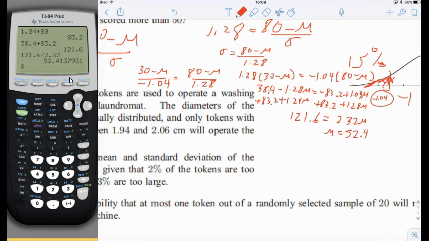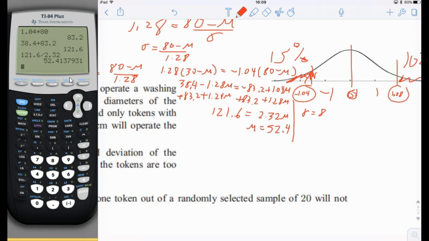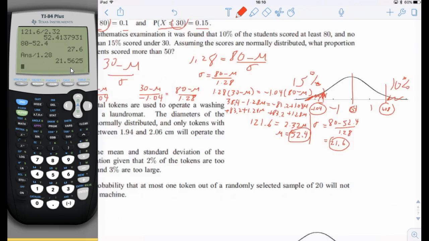And then to find the sigma, all we need to do is choose one of the equations and substitute it back. So let's use sigma equals 80 minus 52.4 divided by 1.28. Sigma equals, okay, oh, it's not 8 minus 80, it's just 80. So 80 minus 52.4 divided by 1.28 is 21.6. Okay. So the sigma value is going to be 21.6, and the mu is going to be 52.4. That was a lot of work, wasn't it? Oh, and the part B. We didn't do part B.